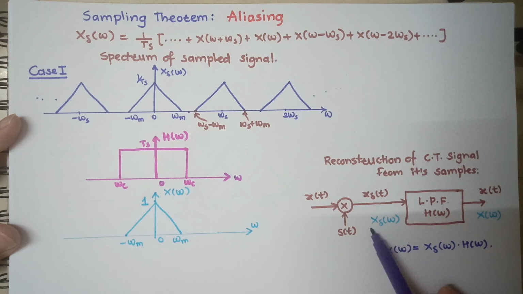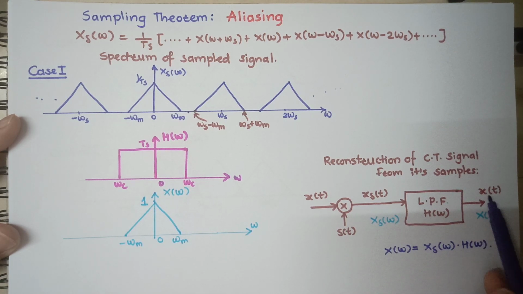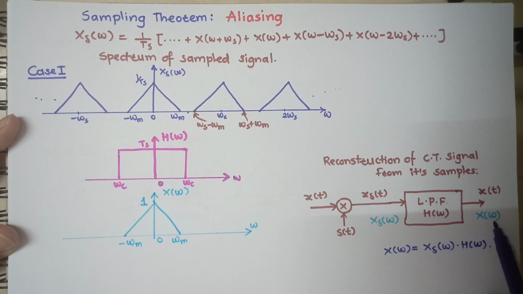This is the spectrum of the sampled signal, x del of omega. This is the spectrum of this x of t, the recovered signal. X of omega is the spectrum of this recovered signal. So this is the multiplication of x del of omega into h of omega. So this is how the reconstruction process works.